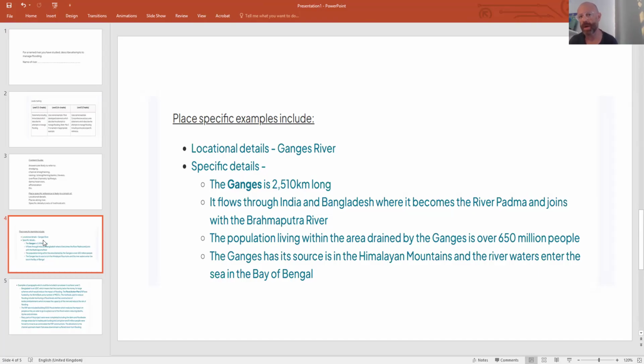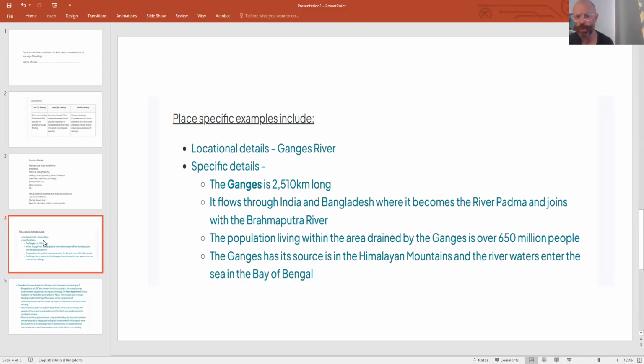Look at how this example presents the case study. It's the River Ganges. The River Ganges is 2,510 kilometers long. We're showing knowledge here. It flows through India and Bangladesh, where it becomes the River Padma and joins the Brahmaputra River. So you're really introducing where this is geographically. The population living in the area drained by the Ganges is over 650 million people. You're introducing your case study. You're building the scene. This is significant. This is one of the world's greatest rivers.